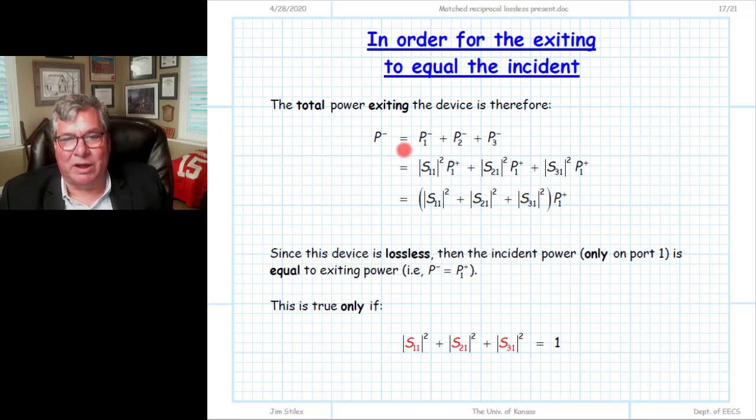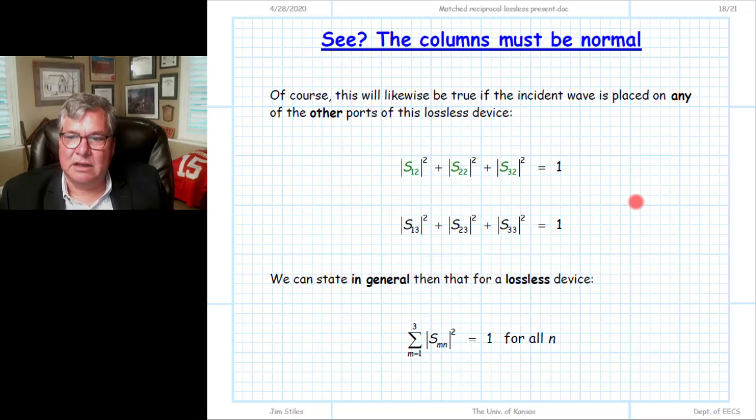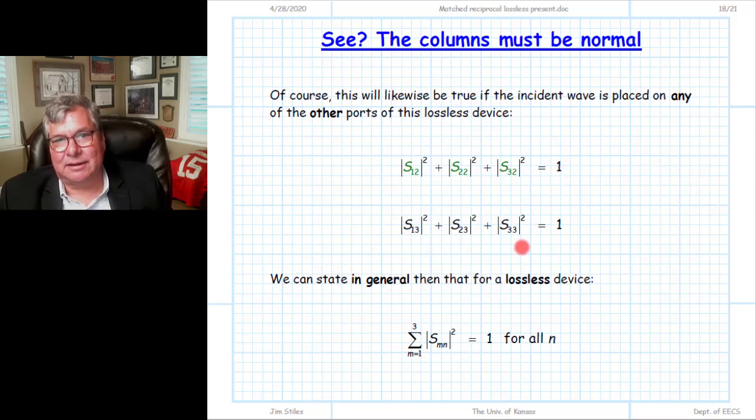Now, we did it for port 1, but there's nothing special about port 2. We could have put an incident wave on port 2 and terminated the remaining ports in matched loads, and we would have come to the same conclusion, albeit using a different column of the scattering matrix. We'd use S12, S22, and S32. And so in our example of the 3-port device, the magnitude of the second column of the scattering matrix must be equal to 1. It must be a normal column vector. And likewise for the third column of the scattering matrix, it must be a normal vector.